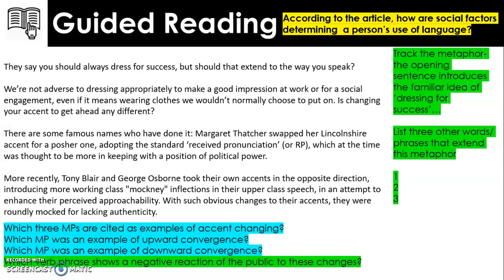Last task over here, tracking the metaphor. The opening introduces the idea of dressing for success. Can you find three other words and phrases that extend this metaphor, that keep it going?